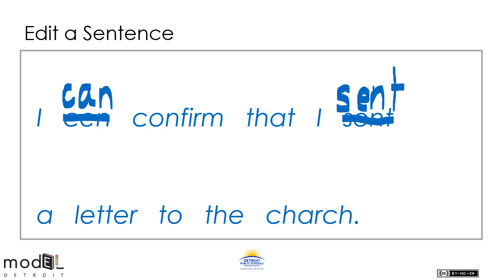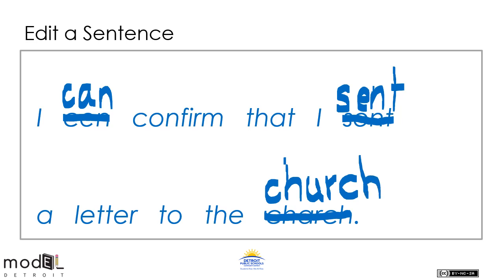I think what the writer is trying to say is church. So I'm going to cross out the incorrect spelling and I'm going to write church, which is c-h-u-r-c-h, above it correctly. Okay, let's reread the sentence again and see if we missed anything.